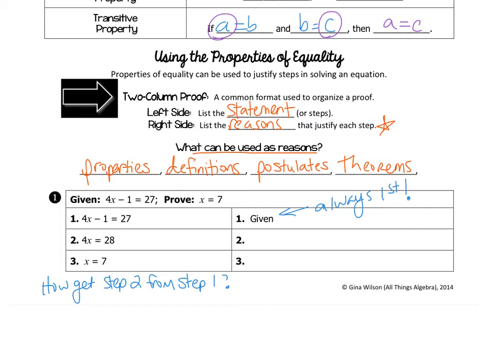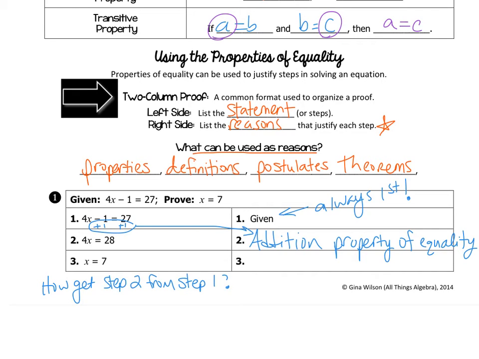And if you notice, if you had step 1, I would add 1 to both sides, and yes, that gives us step 2. So what did I do to both sides? I added. So my reason would be the addition property of equality, because it ties in with what I did to both sides. That tells me my reason.